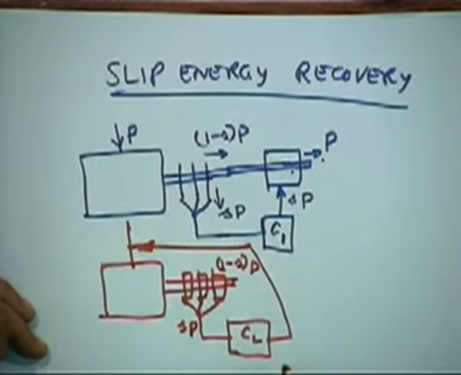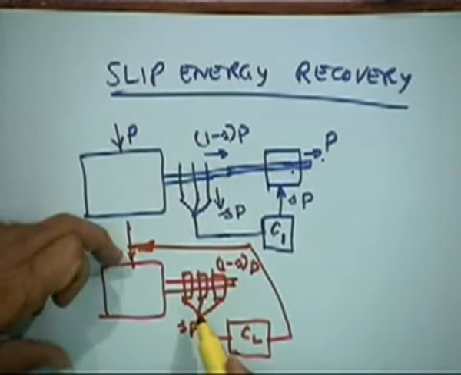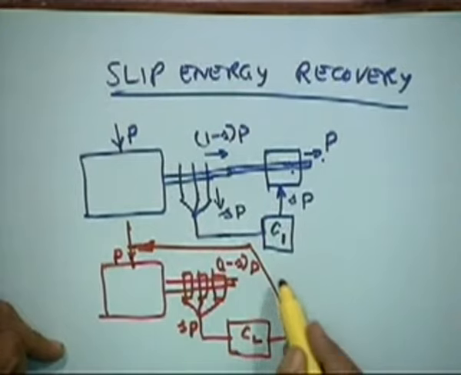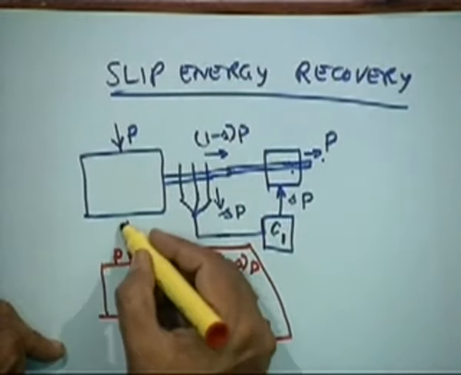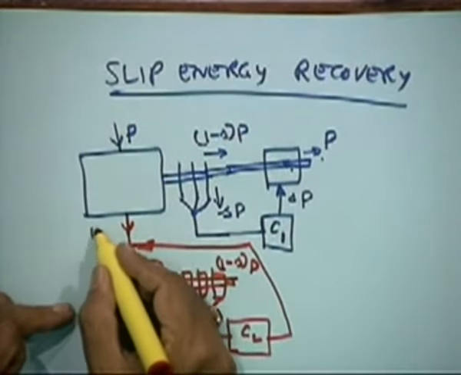So what will be the power? If this is P that goes to the motor, then SP goes to the rotor and it is brought back here. So what will be the one which will be from mains? How much is it giving you now? 1 minus SP.